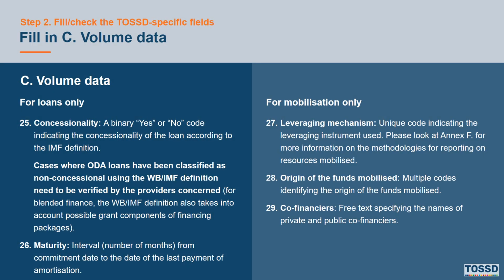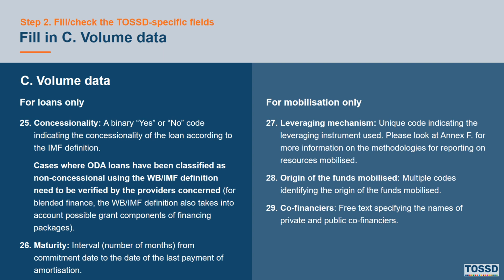If you report loans, you will also need to provide information on the concessionality of a loan. There exists a binary yes or no code indicating the concessionality of a loan according to the IMF definition. On the slides, you can find a link to an IMF calculator for assessing the grant elements. You can also provide information on the maturity. This is the interval, or in other words, number of months, from commitment date to the date of the last payment of amortization.